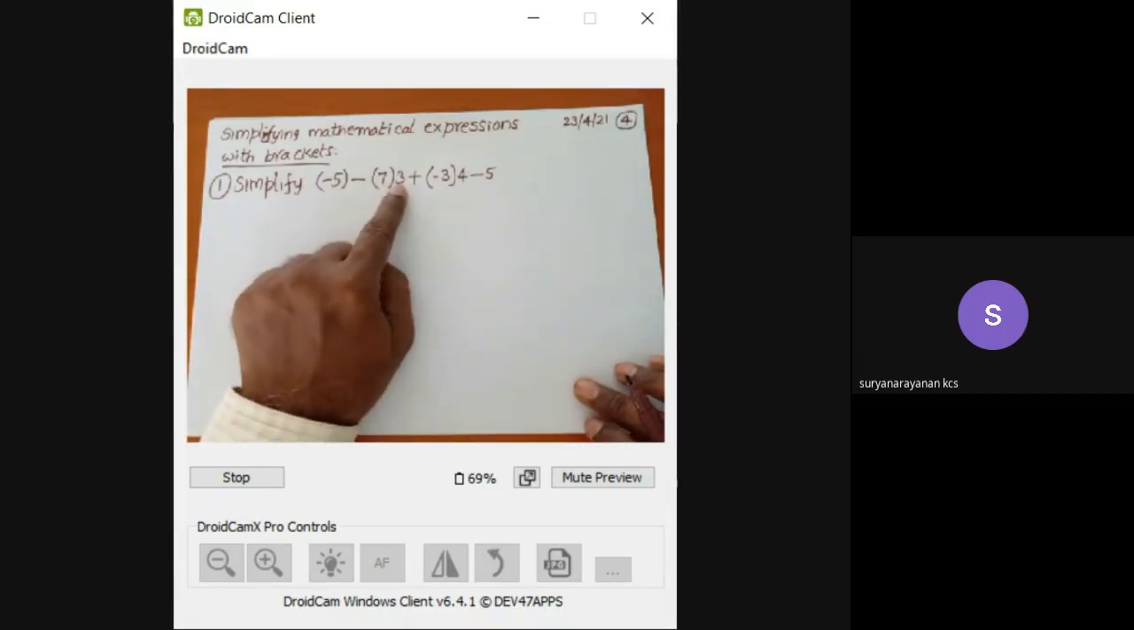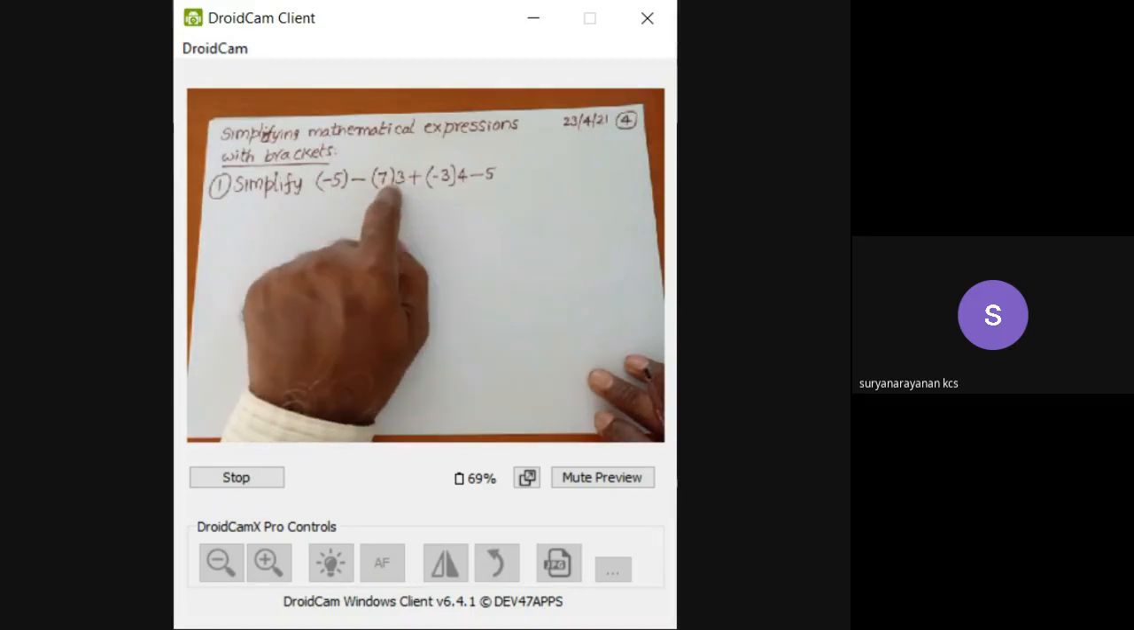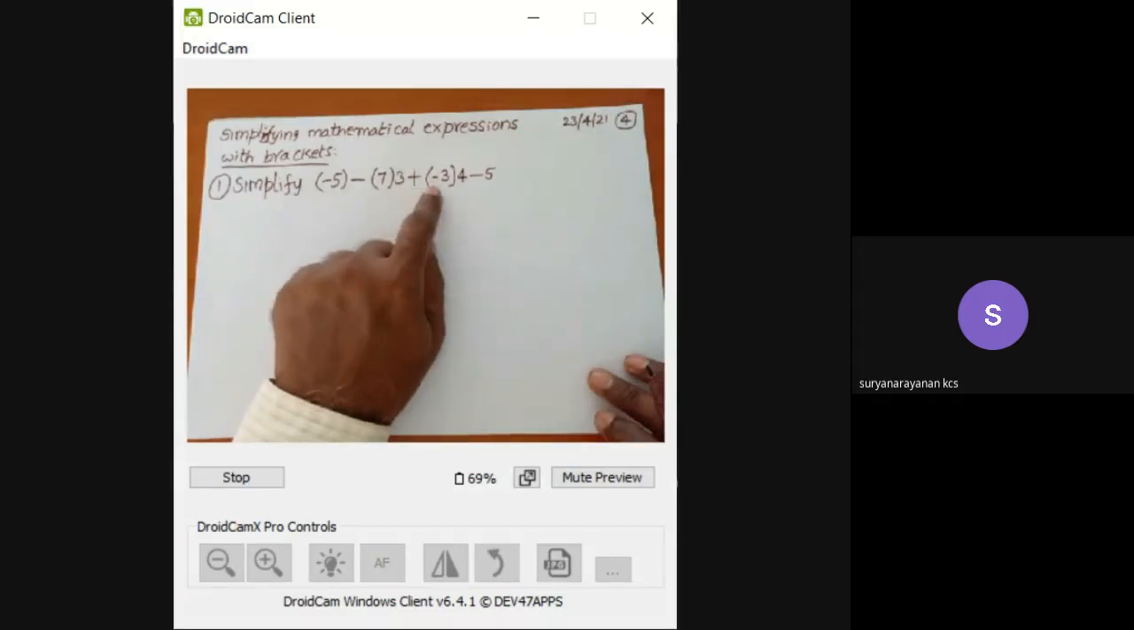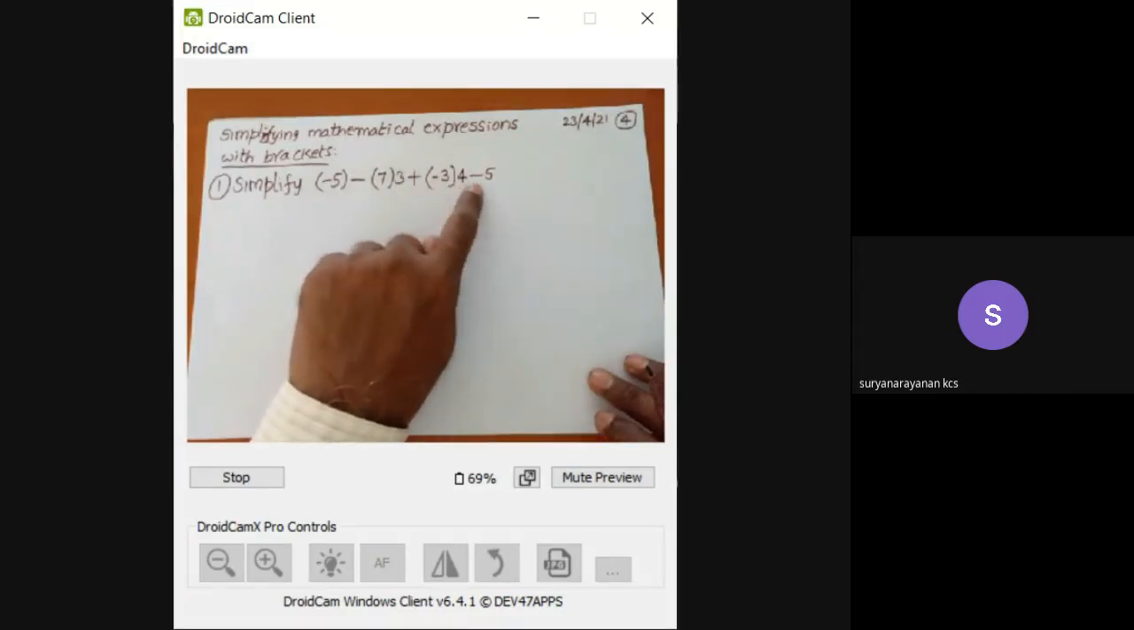Listen carefully, my dear children, how I'm reading this mathematical expression. After 7, the bracket is closed here. Immediately after this bracket, 3 is there. So we read this bracket as into. Remember this point. Plus -3 into 4 minus 5.